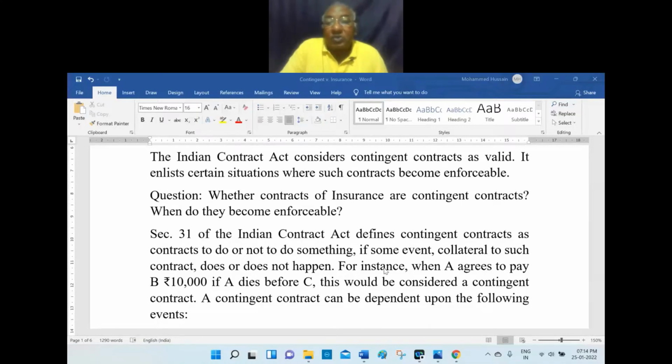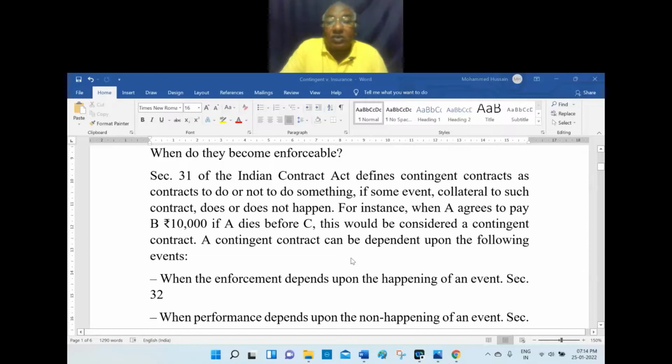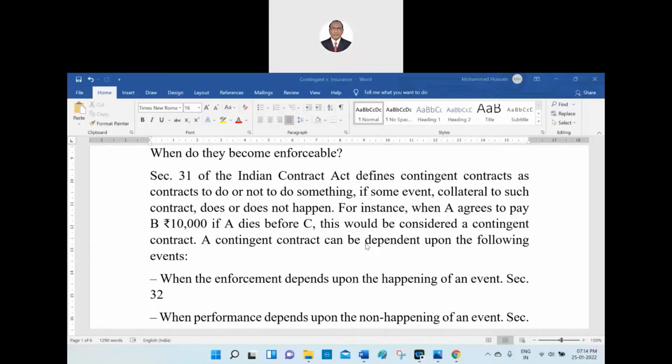Generally, insurance contracts are mostly contingent contracts, because if an untoward incident happens, when the insured property is damaged, lost or burnt, that will be indemnified by the insurer. Section 31 of the Indian Contract Act defines a contingent contract as a contract to do or not to do something, if some unpredictable event collateral to such contract does or does not happen. For instance, A agrees to pay B rupees 10,000 if A dies before C. Only if A dies before C, then A agrees to pay B 10,000 rupees. This would be considered a contingent contract.